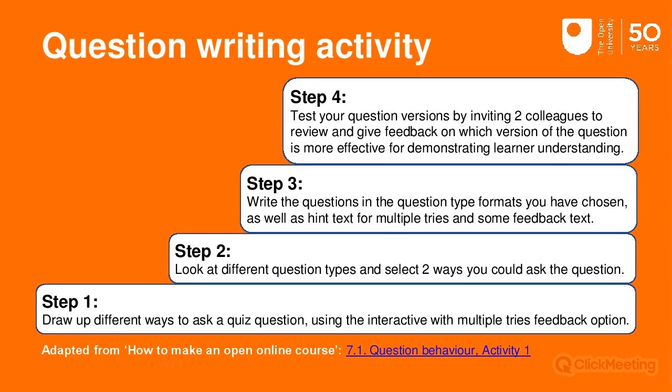So step 1 is draw up different ways to ask a quiz question using the interactive with multiple tries feedback option. And then step 2, look at different question types and select 2 ways you could ask each question. This could take a little bit of time to do, of course. Write the questions in the question type formats you have chosen, as well as hint text for multiple tries and some feedback text. And then test your question versions by inviting a couple of colleagues to review and give feedback on which version of the question is more effective for demonstrating learner understanding.